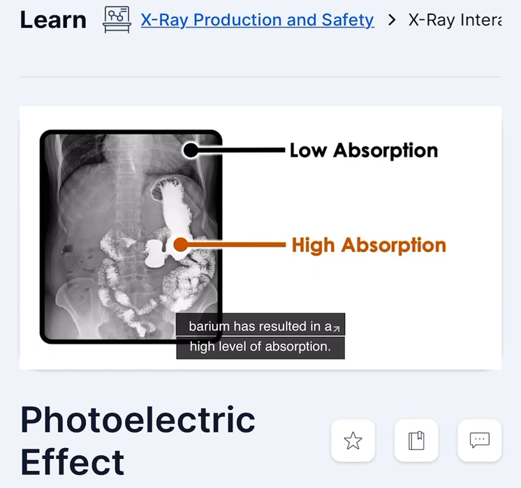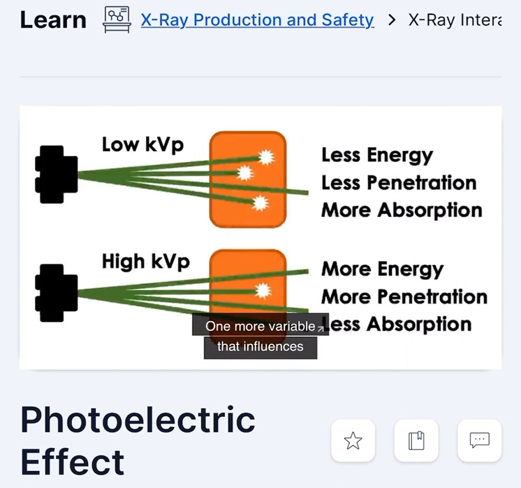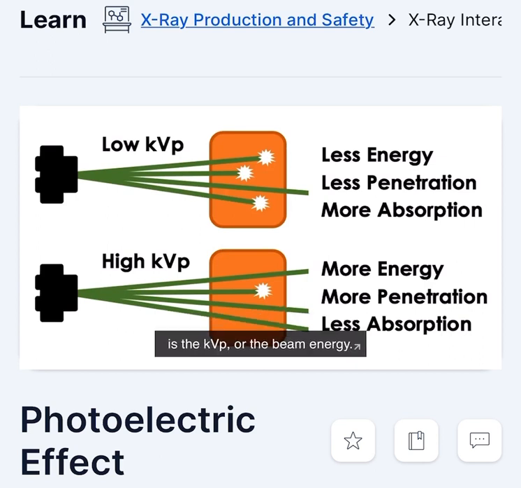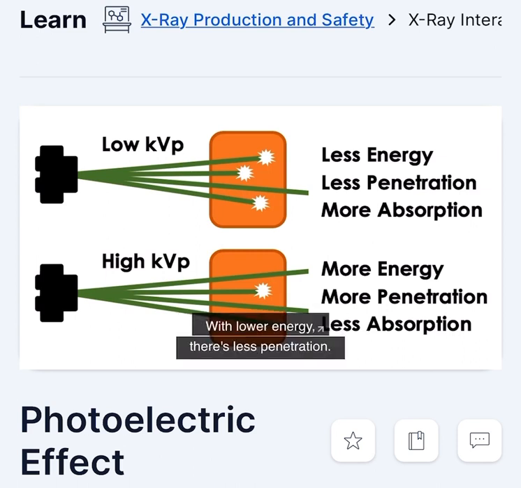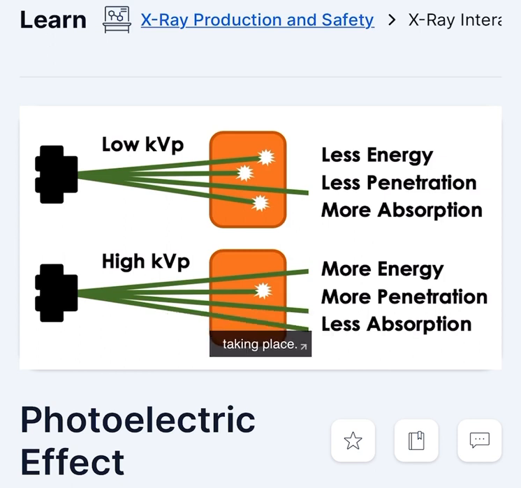One more variable that influences the amount of photoelectric effect taking place is the kVp, or the beam energy. In the upper illustration, we're looking at a beam that has a lower kVp. With lower energy, there's less penetration, and therefore more photons are going to be absorbed in the tissue. But if we increase the kVp in any way at all, at any level, this results in a higher energy X-ray beam. There's going to be more penetration. In other words, more photons just pass through the patient, and therefore we have less photoelectric absorption taking place.